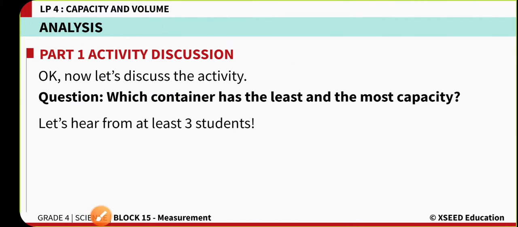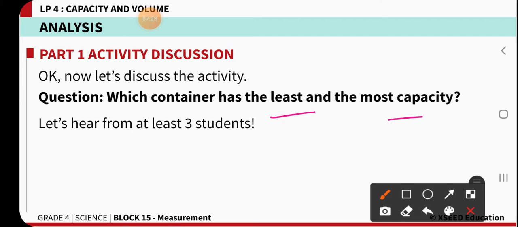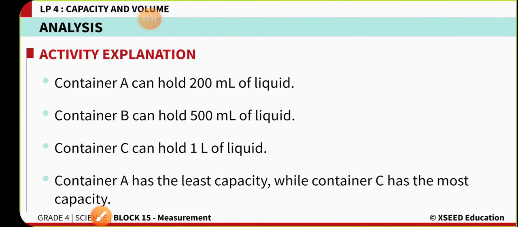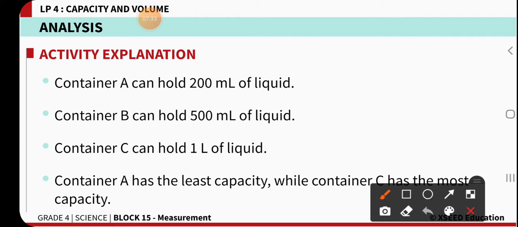Okay. So which container has the least and most capacity? In our activity we have used three things: a Tetra Pak, a 500 ml bottle and a 1 liter bottle. So out of that, which one has more capacity? Container A, if you see, is only 200 ml. Container B is 500 ml. And container C holds 1 liter.